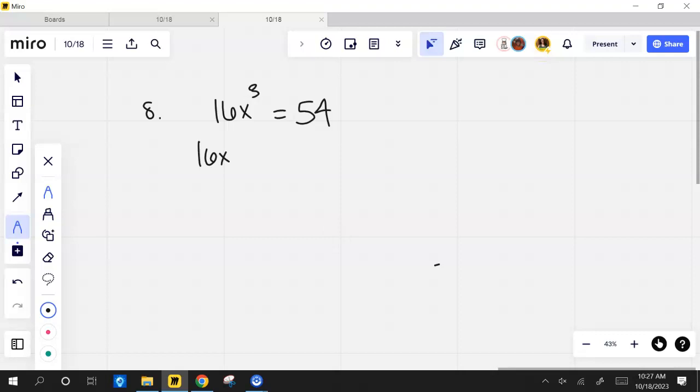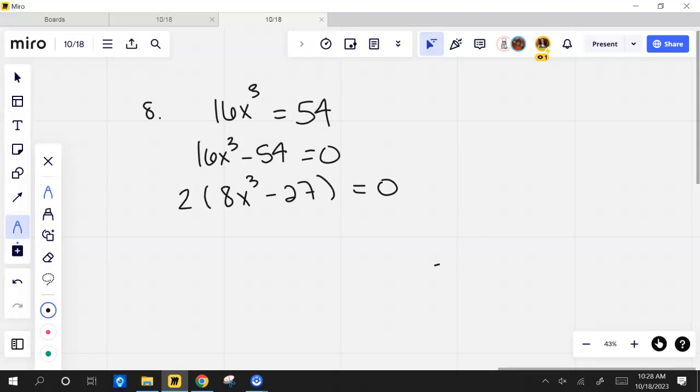So 16x cubed minus 54 equals 0. Always look for a GCF before you do anything else. Does this one have a GCF? At the very least, they're divisible by 2, right? Because they're both even. Is there anything else, or is that it? I think it's just 2. That would leave me with 8x cubed minus 27.